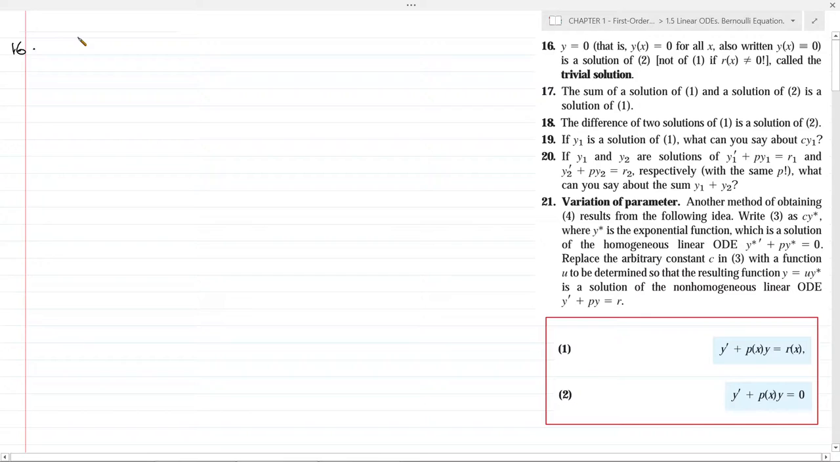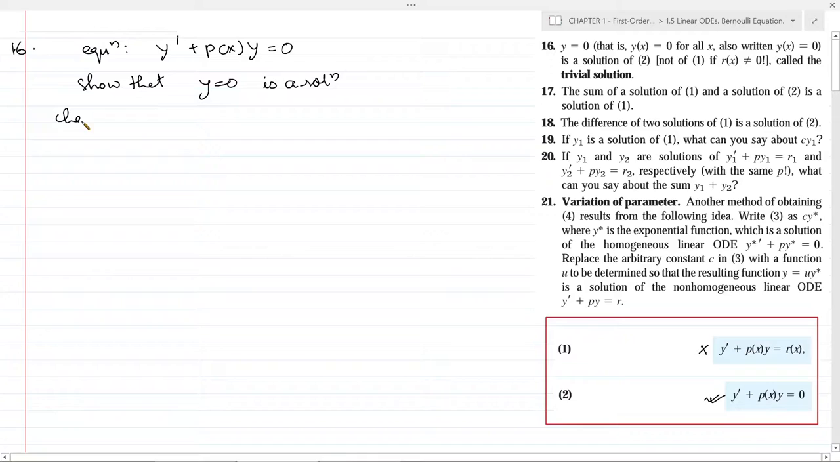So, we have to prove this property for equation 2. That is, we have to show that y of x equivalent 0 is a solution of y dash plus p of x y equal to 0, that is this equation 2 from the book, and also we have to show that that is not a solution of this equation 1 from the book. So, equation 2 is y dash plus p of x y equal to 0, we have to show that y equal to 0 is a solution. Then let us check if by putting y equal to 0 on the left hand side we get right hand side equal to 0 or not.